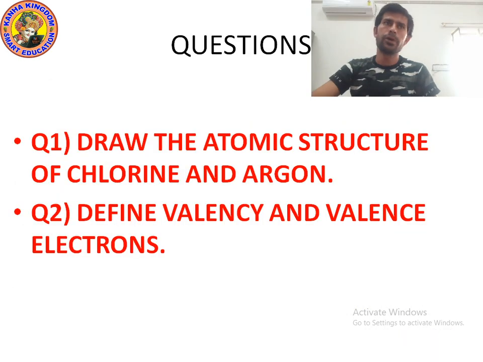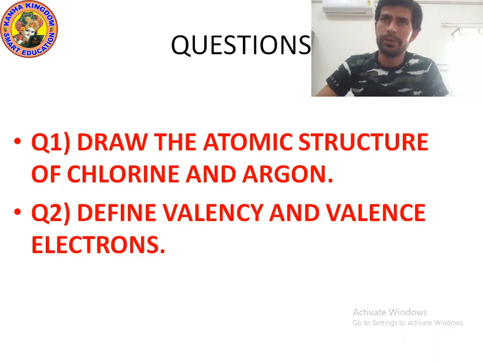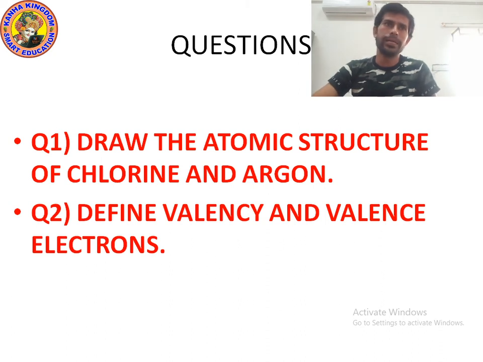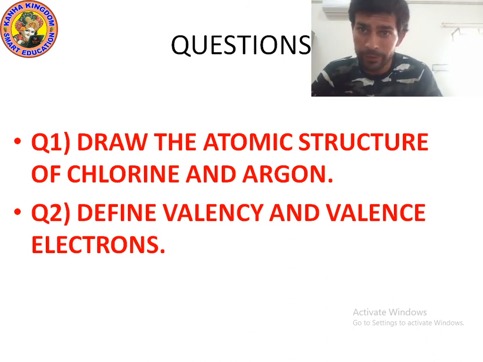Okay, it's time to ask questions from you. Question number 1. Draw the atomic structure of chlorine and argon. So for chlorine, we know that chlorine has 17 electrons. Am I right? Yes. So when we draw the atomic structure, in the first shell, in the first circle, how many electrons can we fill? We will fill 2.